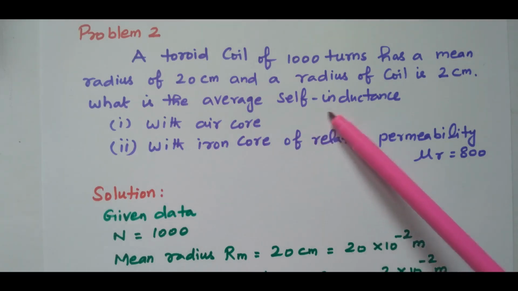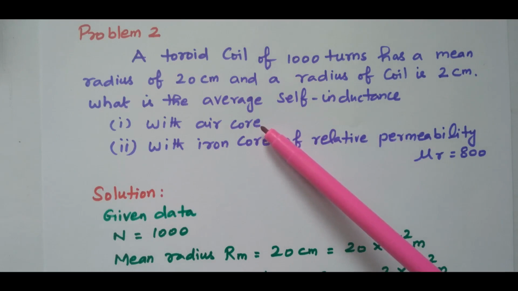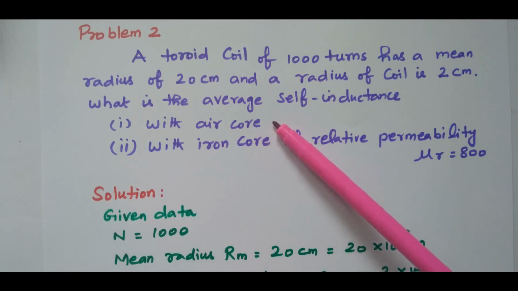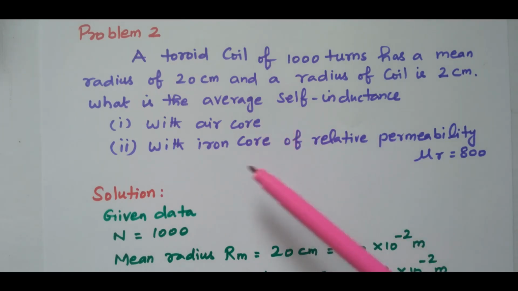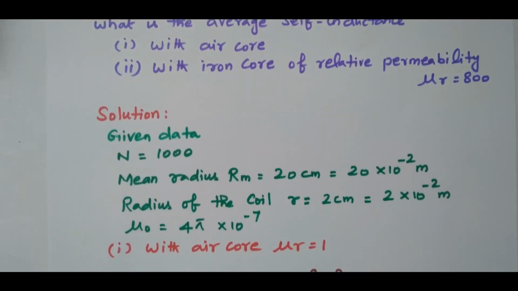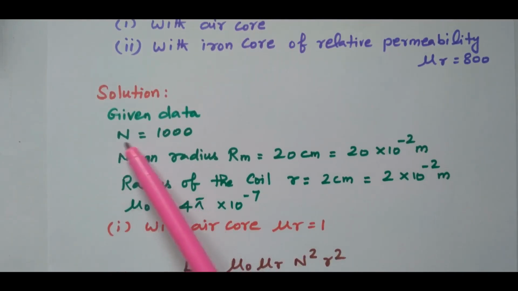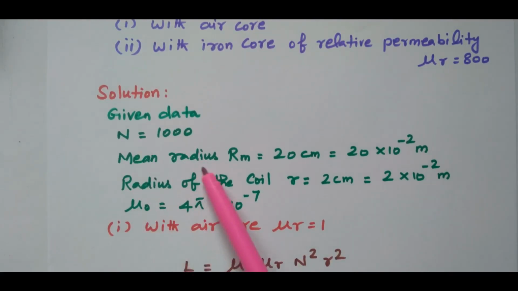So we need to find the self-inductance value, first with an air core, for which mu r equals 1, then with an iron core, for which mu r equals 800. Right? We'll see the given data. The number of turns is 1000. The mean radius is 20 centimeter, that is 20 into 10 to the power minus 2 meter. The radius of the coil is 2 centimeter, that is 2 into 10 to the power minus 2 meter. Mu naught is constant, 4 pi into 10 to the power minus 7.